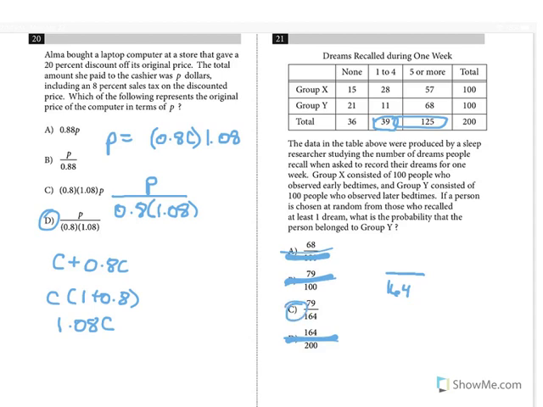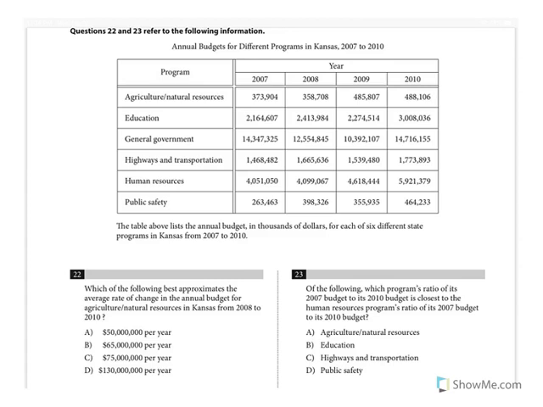But continuing on, when we're talking about the probability that the person belonged to group Y, the larger group we're choosing from is the 164, and then the group we're looking at, the probability is going to be the group Y people, 11 plus 68, 79, and we've already established that C was the correct answer.